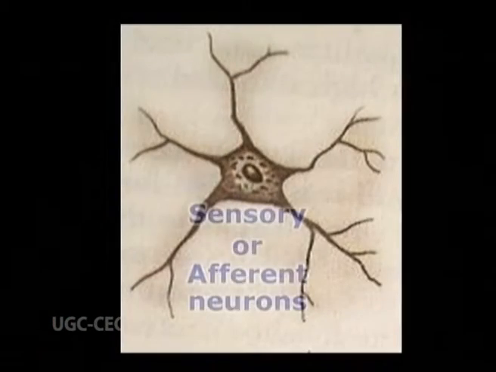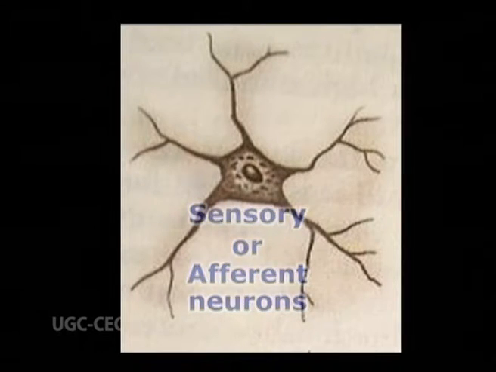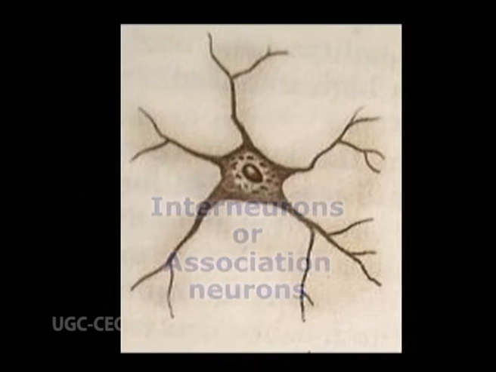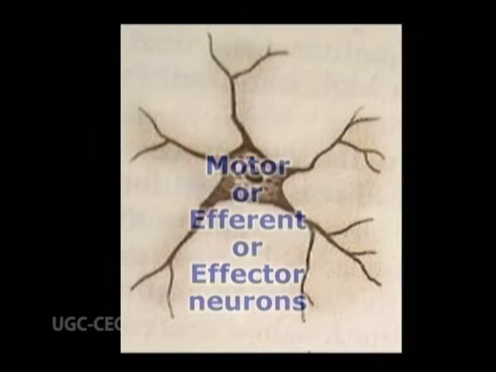Based on the functions, these are classified into three types. First, that is sensory neurons, which is also known as afferent neurons. Second, that is interneurons, which is also called association neurons. Third, which is a motor neuron, also known as efferent or effector neurons.